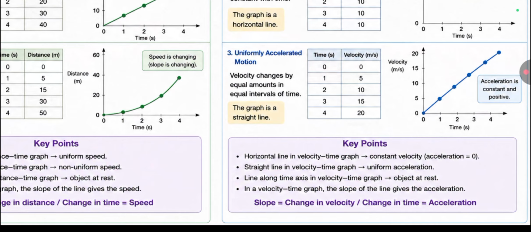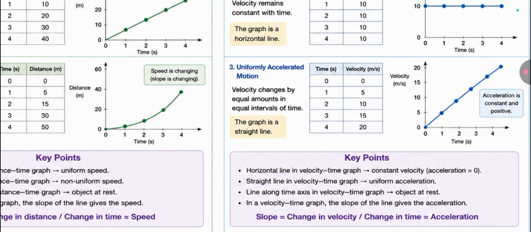In that case, acceleration is equal to 0. And a straight line in a velocity time graph indicates uniform acceleration. So in this case, acceleration is constant. A line along the time axis in a velocity time graph indicates the object is at rest. It has not moved. In a velocity time graph, the slope of the line gives the acceleration. Slope is equal to change in velocity by change in time, that is equal to acceleration.